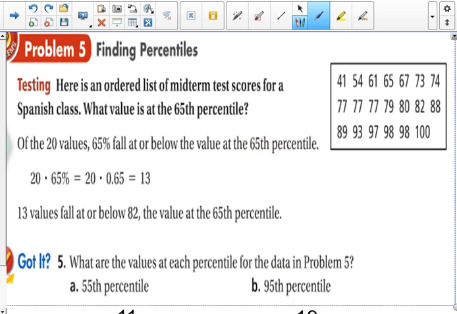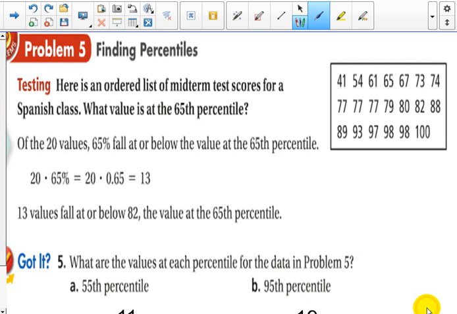All right, now let's look at the last thing, finding a percentile. And every time I put a shade on here, it's locked up, so I'm not going to do the shade again. So it says, here's an ordered list. We're going to find our percentiles now. Here's an ordered list of midterm test scores for a Spanish class. What is the value at the 65th percentile?